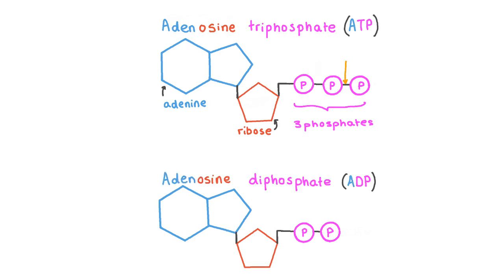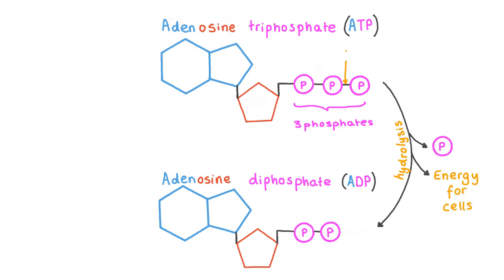ADP, or adenosine diphosphate, is formed through the hydrolysis of ATP. Hydrolysis breaks the high-energy bond between the 2 outer phosphate groups in an ATP molecule, which releases a phosphate group and energy that the cells can use. This energy is especially useful in muscle cells, where it can be used to move these actin and myosin filaments for movement of the muscle.